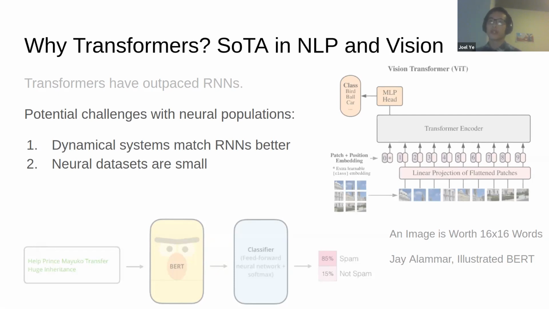Specifically, dynamical systems, the theory that we mentioned, matches recurrent neural networks much better, right? And secondly, neural data sets are much smaller. We're looking at megabytes of data instead of gigabytes.